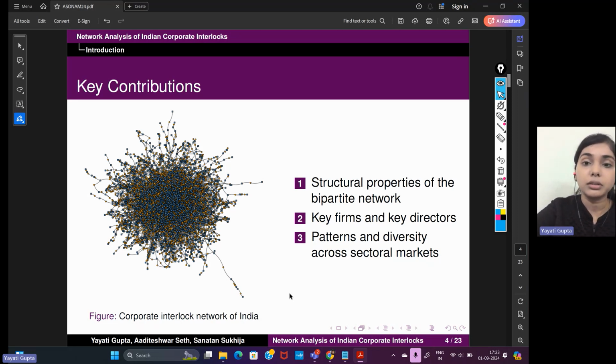Some of the major objectives of our study are to study the structural properties of this bipartite network, to identify the central directors and the central companies, study the connections between them, and at the end, study the sectoral markets. For each company, we have the data about which sector it belongs to. As an example, it can be manufacturing, trading, business, finance. Once you have this information, we wanted to study the intra-sector and the inter-sector connections and how this entire corporate landscape in India is shaped.